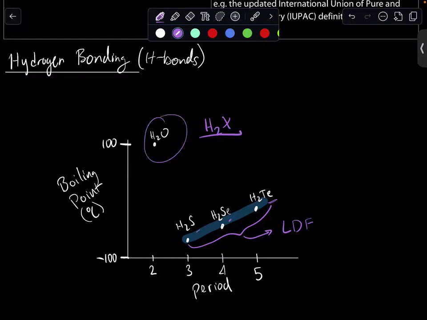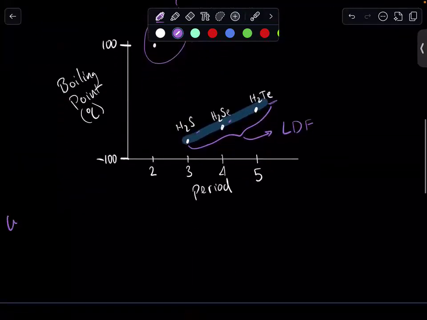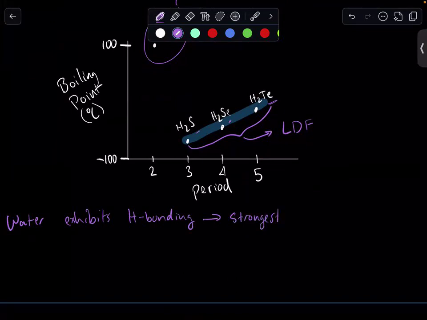So the question is, why does water have the highest boiling point here? Why does water boil at 100 degrees Celsius when these boil at less than 0? So the big solution here is the answer to this lesson. Water exhibits hydrogen bonding, which is the strongest form of intermolecular forces. So what makes it the strongest intermolecular force?